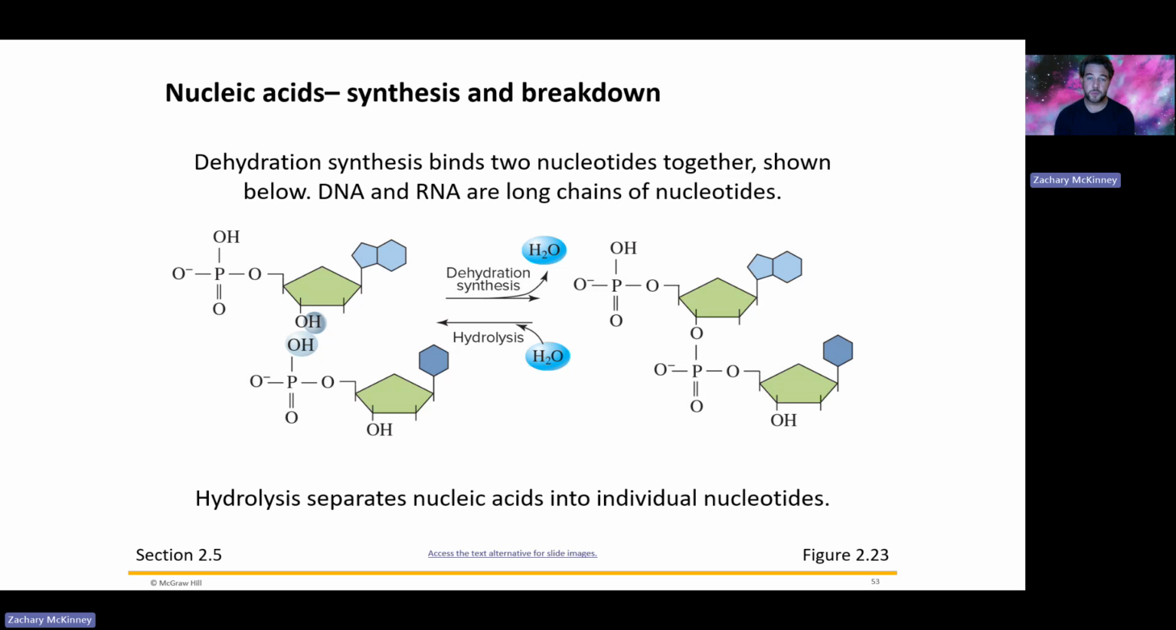So similar kind of thing, when we're going to synthesize them, we go through our dehydration synthesis, we take 2 nucleotides, and we join them together right where their phosphate group can meet that hydroxide.